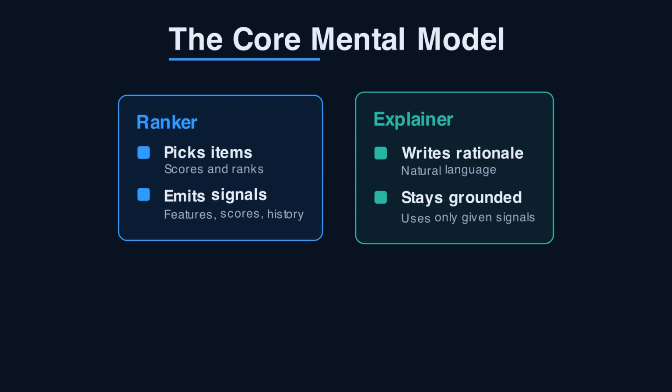So keep 2 boxes. The ranker emits item IDs plus the features that drove the score, and the explainer consumes exactly those features. The explanation must be derivable from the inputs, nothing more.